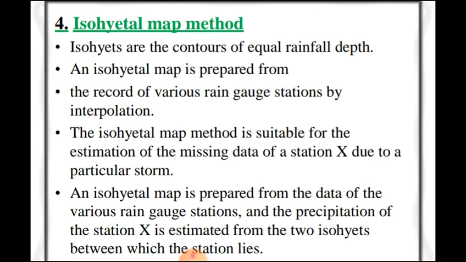Then assume that the area between two isohyets has rainfall equal to the mean value between those two values. If 8 and 10 mm lines are joined, in between them it is 9 mm. Or between 10 and 12, the value in between comes, and after that we can get the average rainfall over that area in terms of P bar.